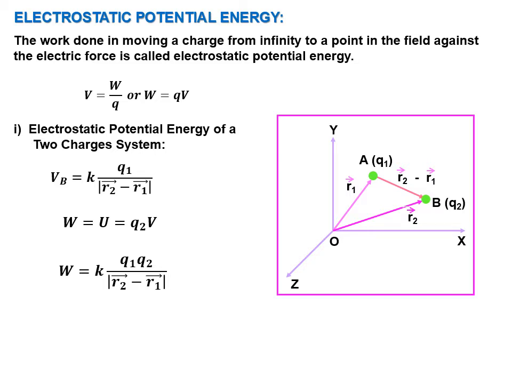We can write it in a yet simpler form. U, the work done, is the potential energy. So U is equal to 1 upon 4 pi epsilon naught, which is the constant K, times Q1 Q2 upon R12, where R12 represents the distance between the two charges. So this represents the potential energy due to a system of two charges.